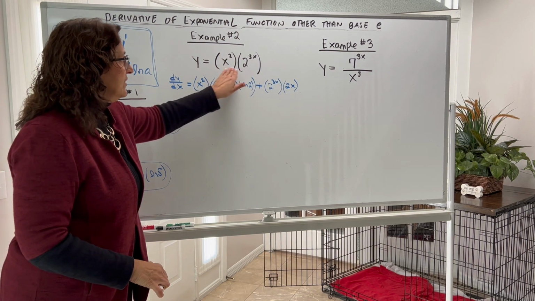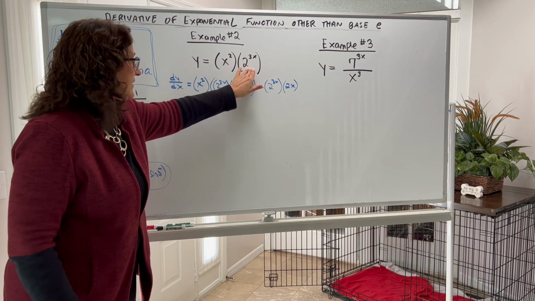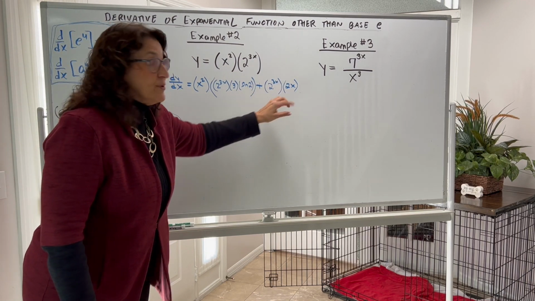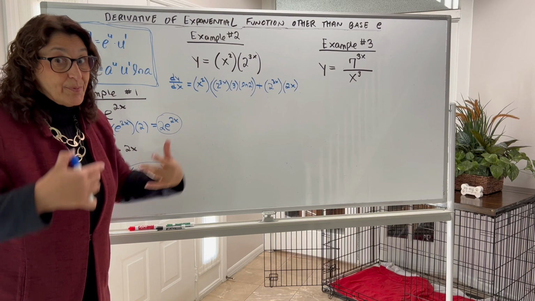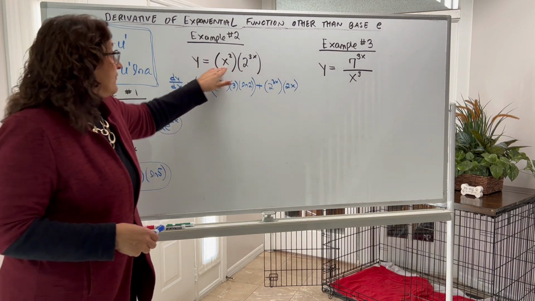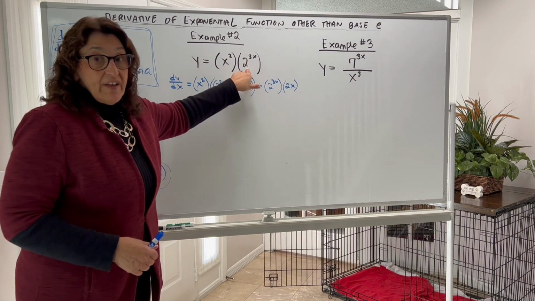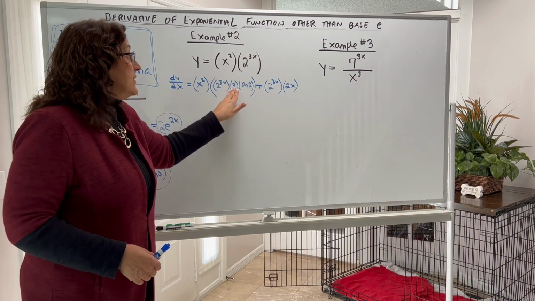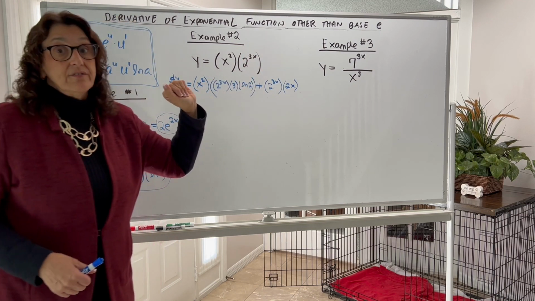When you have a u times v and you need to find the derivative, it's going to be u v prime plus v u prime. You have the product rule, and inside the product rule, we're using the power and exponential rule. We brought the first down, times the derivative of the second, the derivative of a to the u. It's the entire exponential function, times the derivative of the exponent, times natural log of the base.